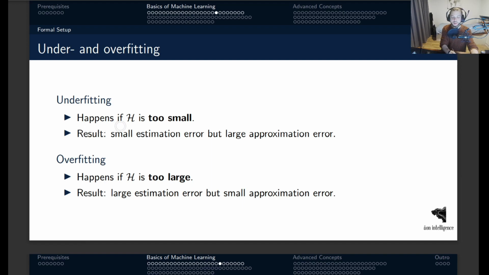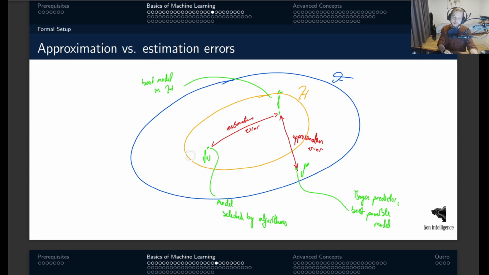So let's first start with underfitting. Underfitting happens if our hypothesis class is too small, and the result is that we have small estimation error but large approximation error. If we go back and look at this illustration again, we see that if H was really small, there's a good chance that the model that we select by doing empirical risk minimization is very close to the best possible model within that class, right? So the estimation error will be small.